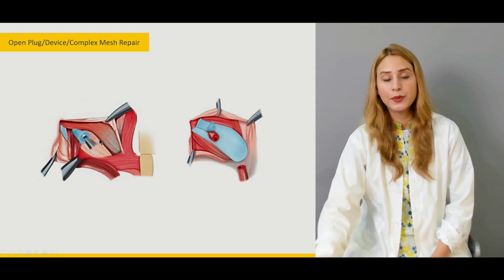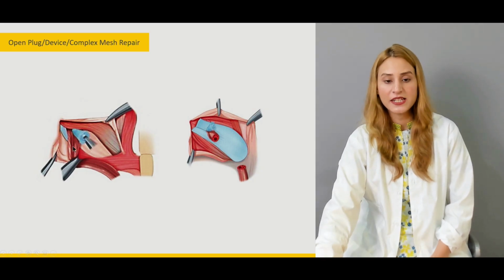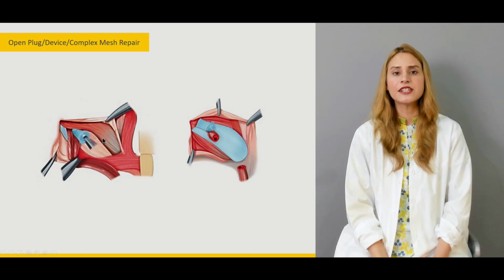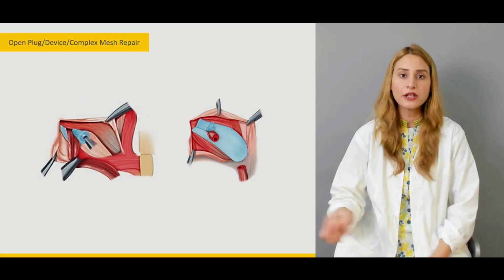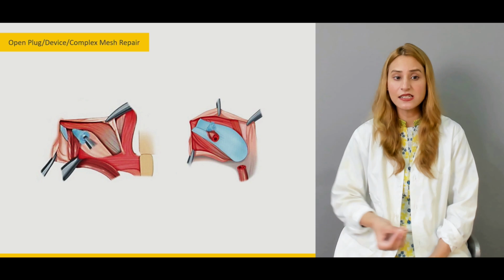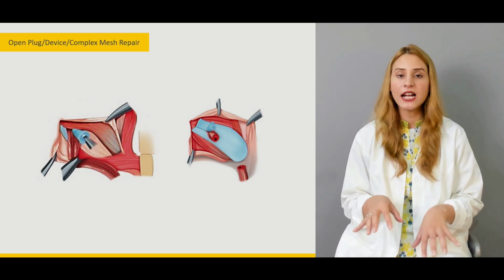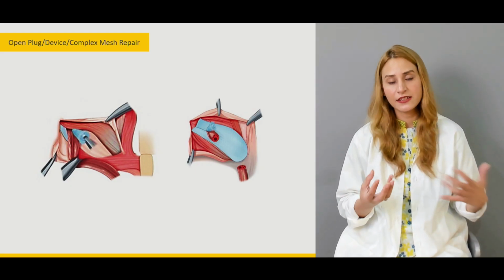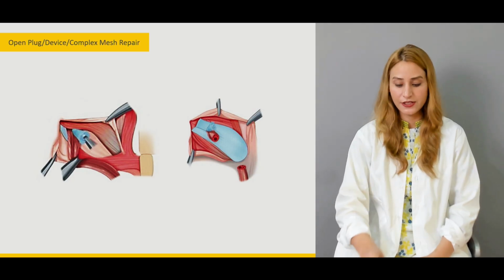What you do is you put a plug of mesh, or a device or complex mesh, into this deep inguinal ring, because in an indirect inguinal hernia, most of the time the hernia is coming from the deep inguinal ring. So you put a mesh over that ring so that the defect is sealed with a plug. There's no positioning of a flat mesh over the defect. Instead, you put a plug, device or complex mesh into the defect.